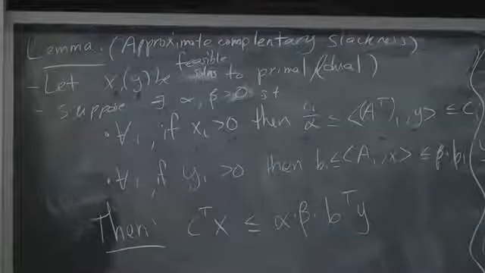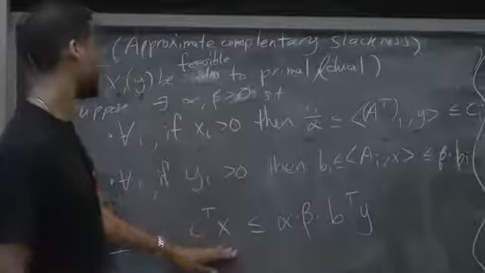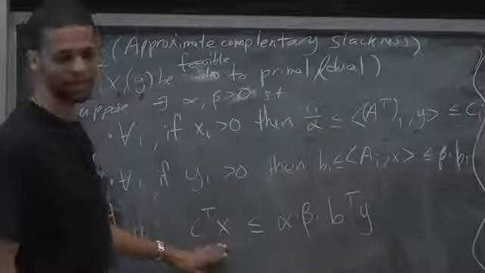So proving this will probably be in the homework. It's just manipulation of definitions. There's not really much craziness going on in there. Okay. But what it tells you is that if you're able to construct feasible solutions to both the primal and the dual that satisfy some properties, then you're able to say something about how good of a solution x is.